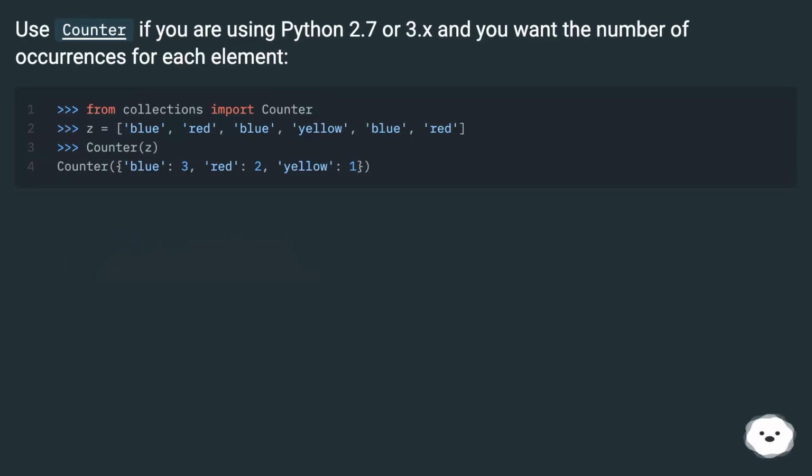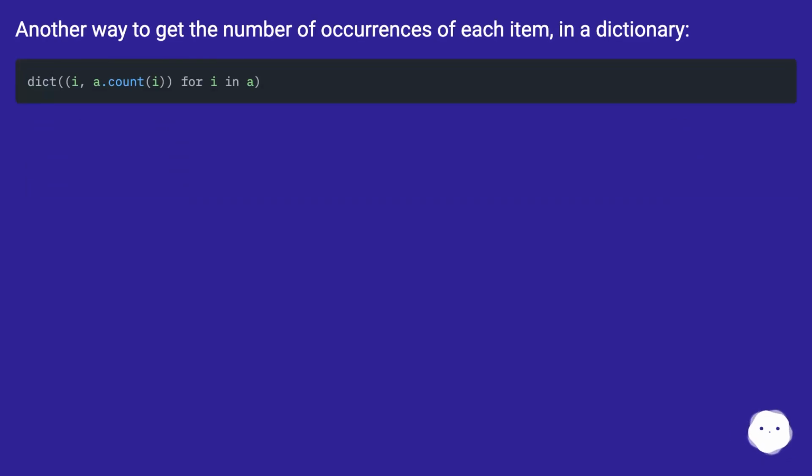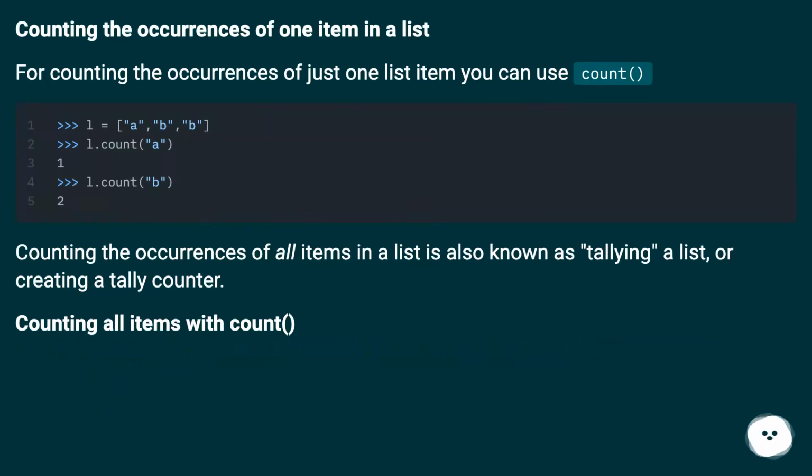Use Counter if you're using Python 2.7 or 3.x, and you want the number of occurrences for each element. Another way to get the number of occurrences of each item is in a dictionary. Counting the occurrences of one item in a list. For counting the occurrences of just one list item, you can use count.